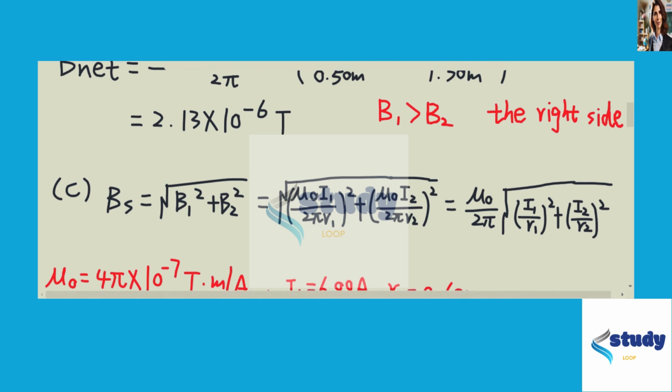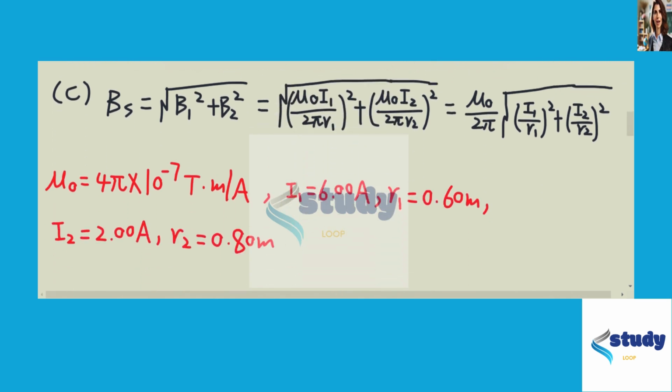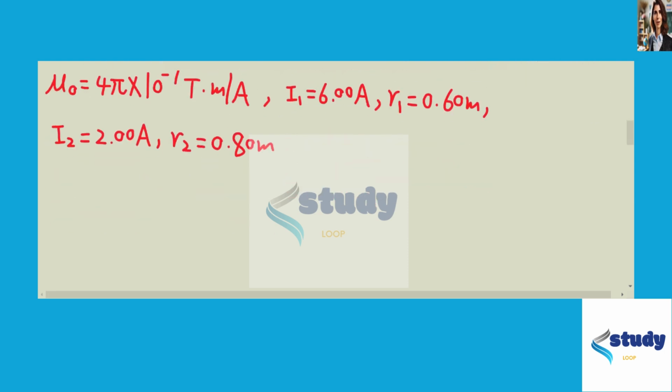And for question C, we know the net magnetic field at point S is equal to the square root of B1 squared plus B2 squared. So therefore, it's equal to mu0 over 2 pi times the square root of (I1 over R1) squared plus (I2 over R2) squared. So we know mu0, we know I1, and R1 in this case, which is the distance between wire 1 and point S, is 0.60 meter. And we know I2 is 2 ampere, and R2 is the distance between wire 2 and point S, which is 0.80 meter. So we can determine the magnetic field at point S.